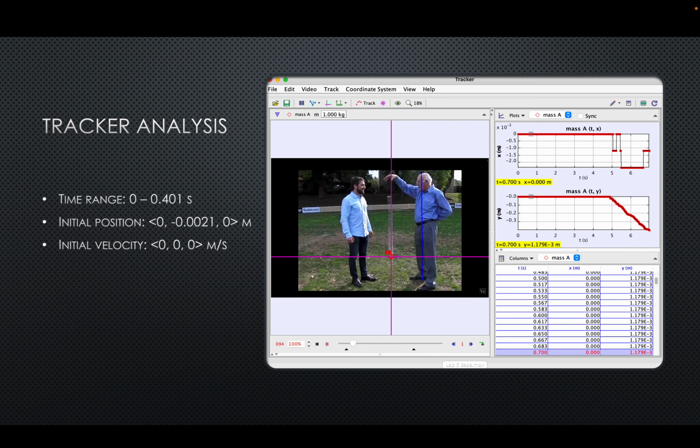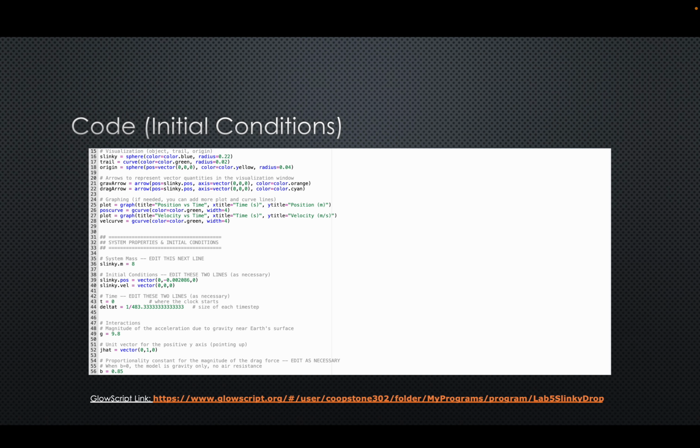And here I took a screenshot of my Tracker analysis. Time ranged to about 0.4 seconds. The initial position was basically 0, 0, as I set the origin of the coordinate plane at the bottom of the slinky, and the initial velocity was 0, as it was dropped from rest. Here you can see the initial conditions I set in my code, including the mass of the slinky, which is negligible due to the acceleration of gravity being constant for all things regardless of mass. You can see my delta t time step, force of gravity, and drag constant.